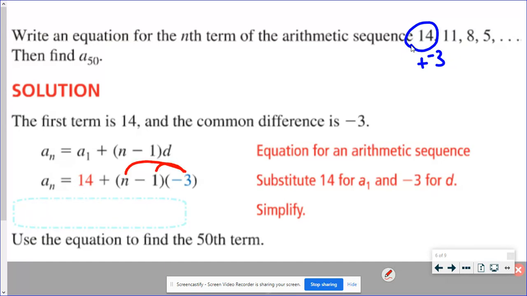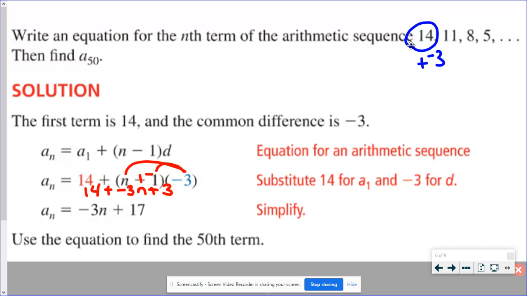Okay, so I need a little bit of space here. So I would still have 14 plus -3 times n is going to be -3n. And then -3 times -1 is +3. And then again, I would say that 14 and the 3, we're just going to combine those, right? Those two things go together. Here's our equation. We put the -3n first. 14 plus 3 is 17. That's my arithmetic sequence. That's the explicit form of the arithmetic sequence.